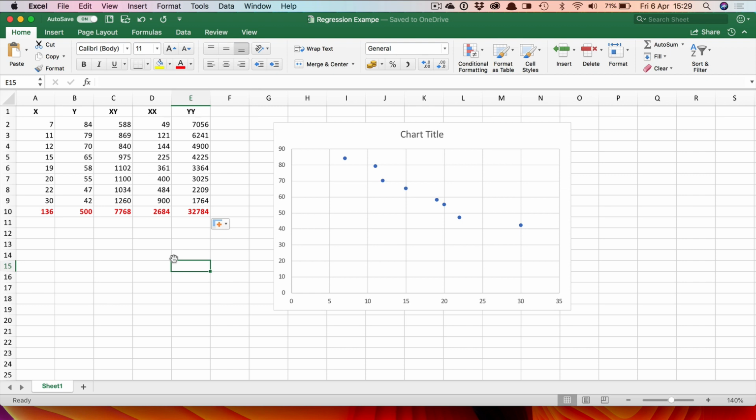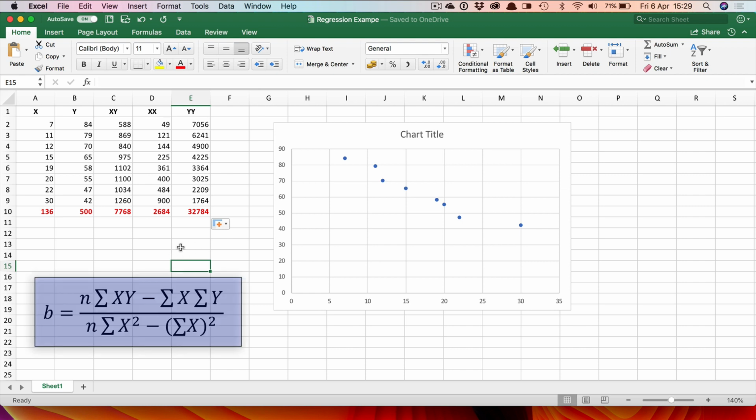Now the formula for B is here. On the top, on the numerator, we have N, which is the number of pairs of observations here, which is 8. You'll see there are 8 pairs of observations, pairs of x and y. So it's 8 times the sum of xy minus the sum of x times the sum of y. And on the bottom we have n times the sum of x squared minus the sum of x, all squared.